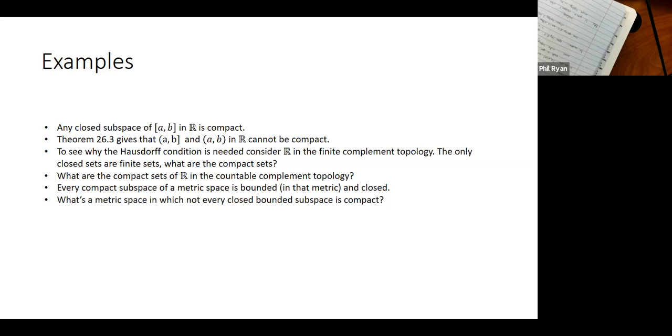Every compact subspace of a metric space is bounded in that metric and closed. Okay, well, it's obvious it's closed because a metric space is Hausdorff. Why are they bounded? So try and think of an example like this. The open sets. So let's say A is a compact subspace in metric space X. So let's choose a as an element of that. And so what can we do? How can we construct some open sets from that, given a point?